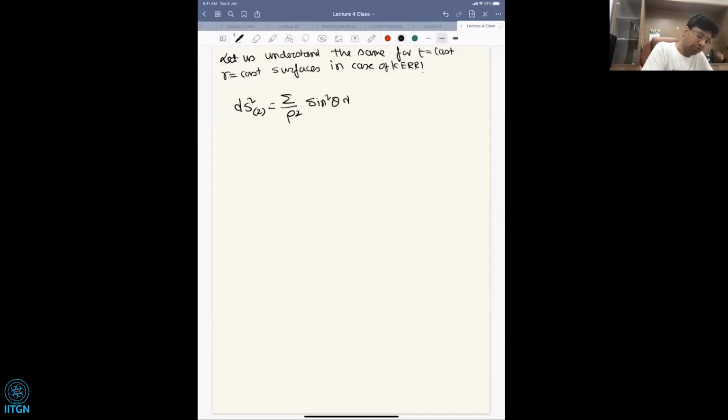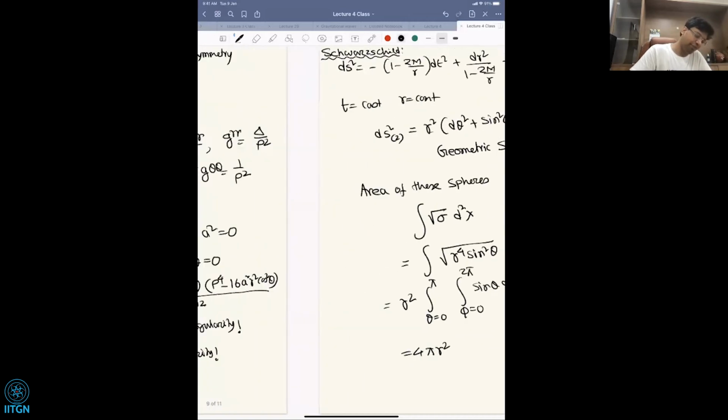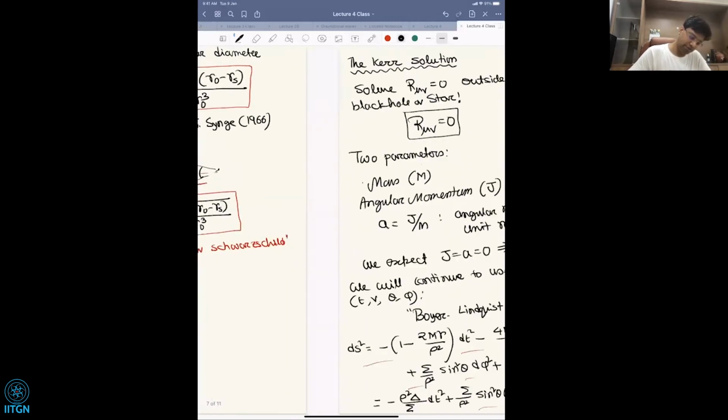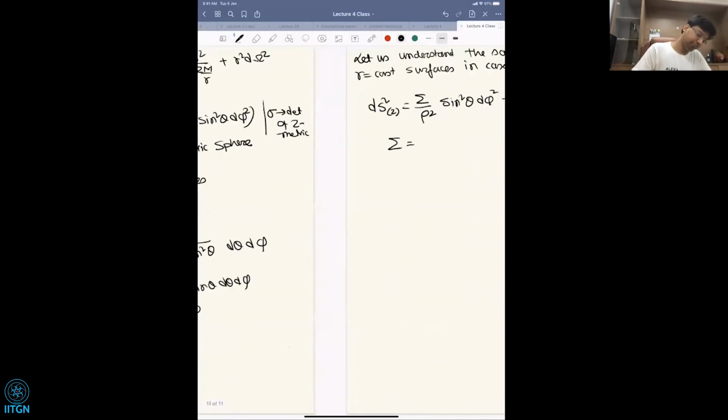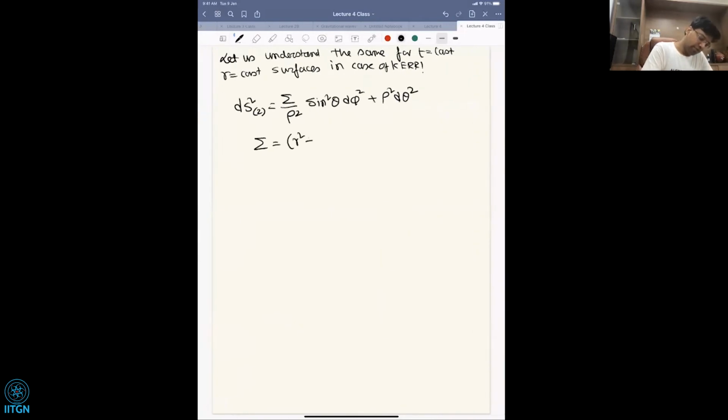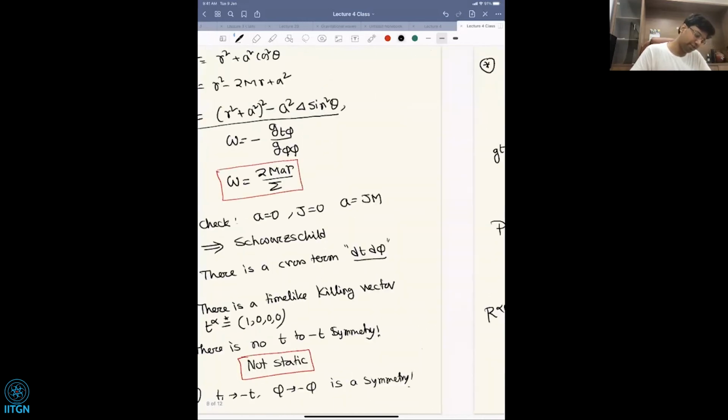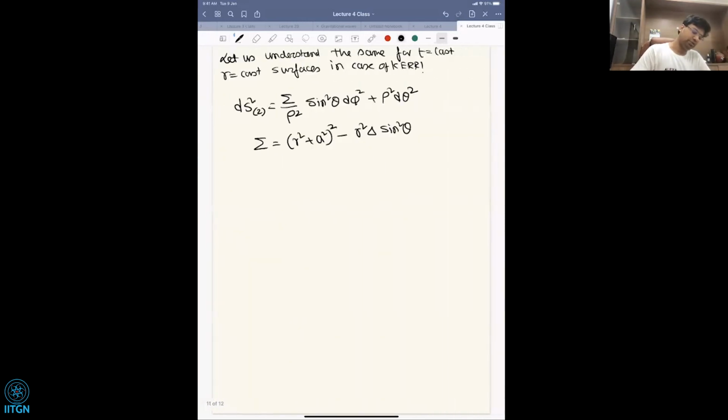Sine square theta d phi square, this is fine, plus rho square d theta square. Where sigma, we have defined sigma. Where did we define sigma? Here, this is sigma. So let's write it down. Sigma equals r square plus a square whole square minus a square delta sine square theta. Sorry, not r square, my mistake. And what is rho? Rho equals r square plus a square cos square theta.